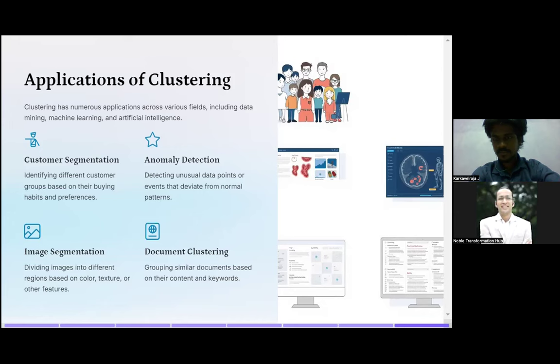Then document clustering groups similar documents based on content and keywords. It also helps us find similarity in documents based on content and keywords. So the application of clustering is very crucial and very important for us in AI, ML, data science, and deep learning.